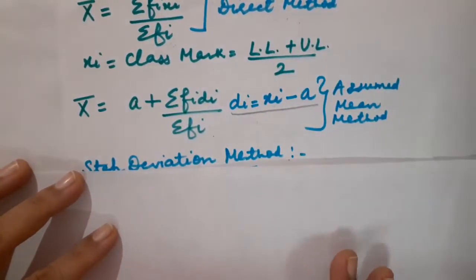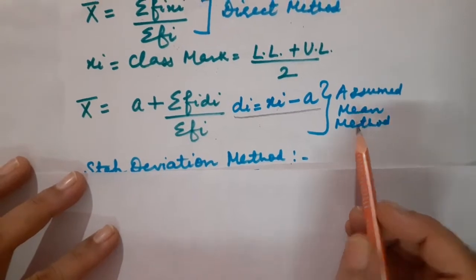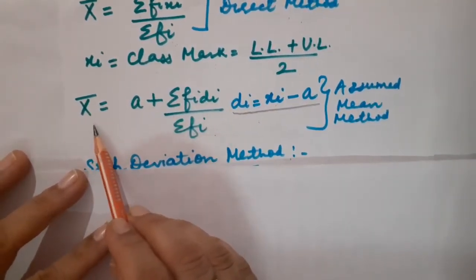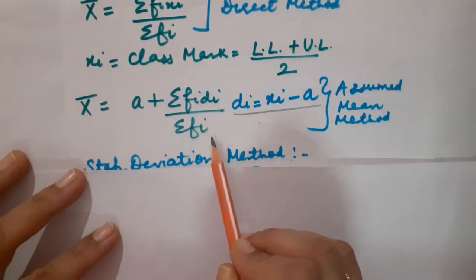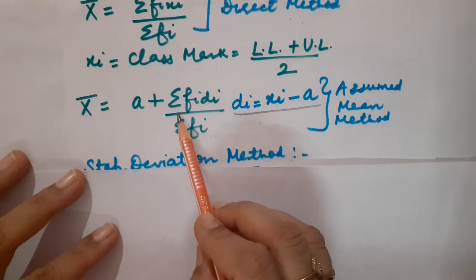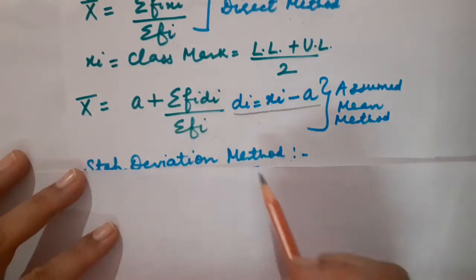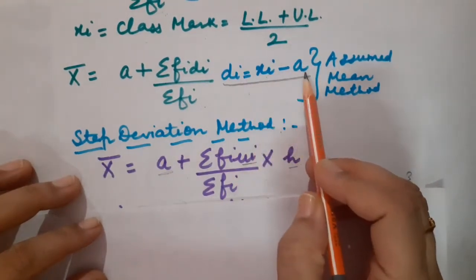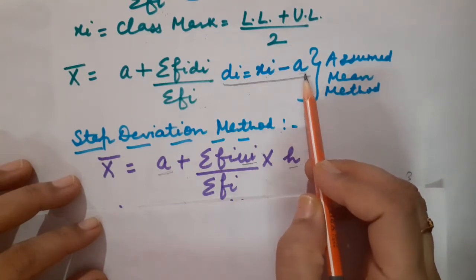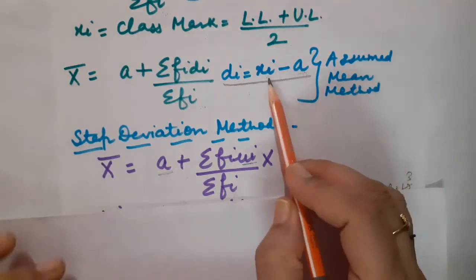Now, next method is assumed mean method. How to calculate its formula? X bar is equal to a plus sigma fi di upon sigma fi. Sigma is nothing but the summation of the list of the numbers. Okay? So children, here di is xi minus a. A is the assumed mean which we have to consider. Any of the value you can consider. If you want to consider the middle value, the topmost value, the last value, that depends on you. Okay, but it will be from the list of class mark.